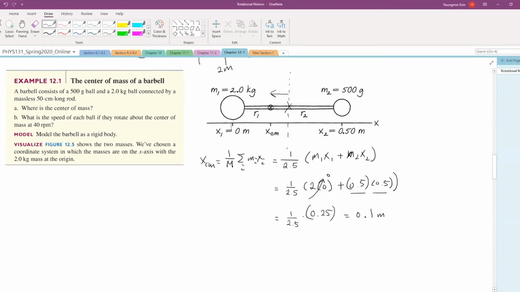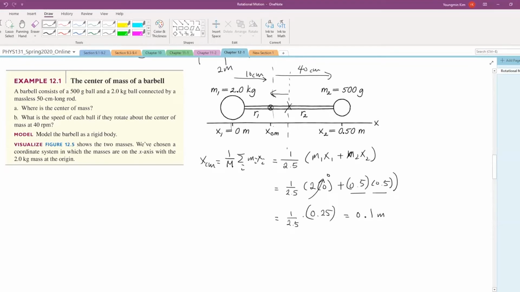So the center of mass occurs 10 centimeters from the 0. Remember where you set your 0. From the 0, it is 10 centimeters away. So this length here is 10 centimeters. And from the center of mass to the other end would be then 40 centimeters.